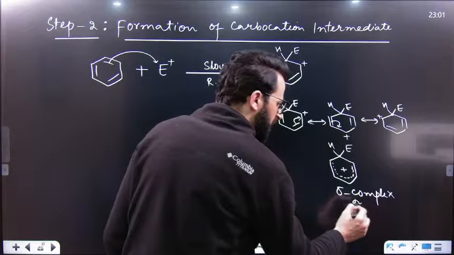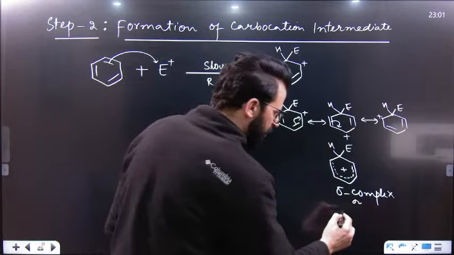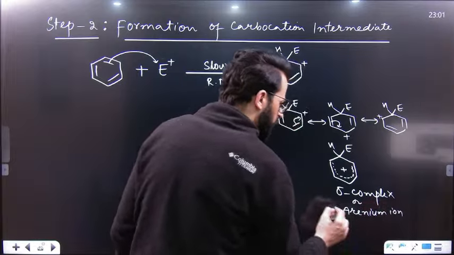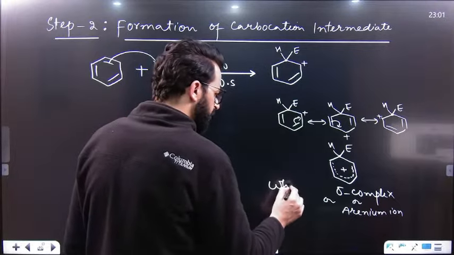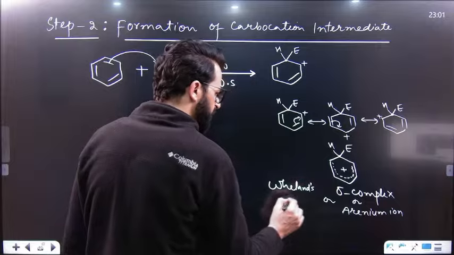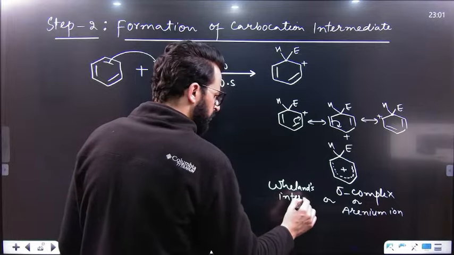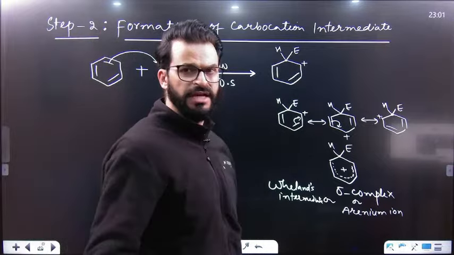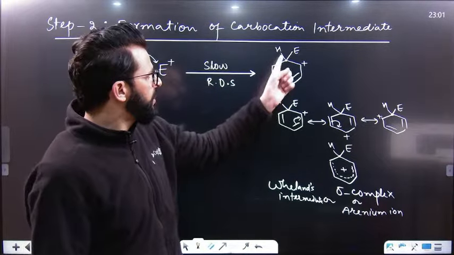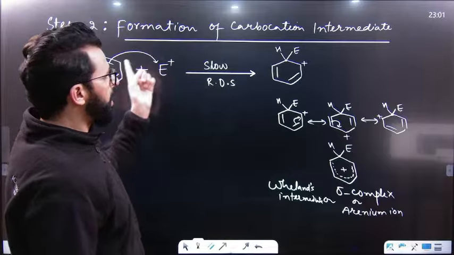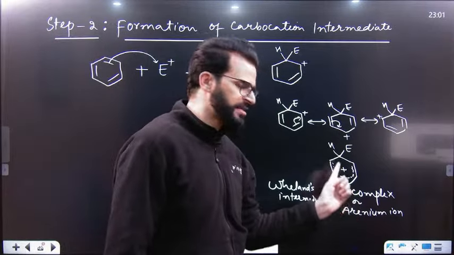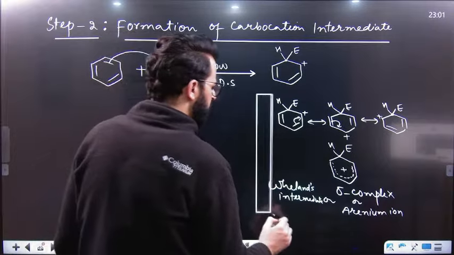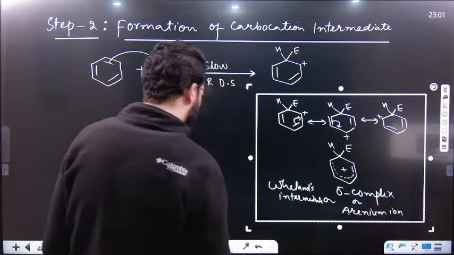And this is known as the carbocation intermediate, or we can say arenium ion, or we can say Wheland's intermediate. Why arenium ion? Because it was an arene, now it's a positively charged arene. Now this is the arenium ion. Have a look. Here the pi bond is broken and the sigma bond is formed. That's why it is a sigma complex. Now let me show you the further reaction.